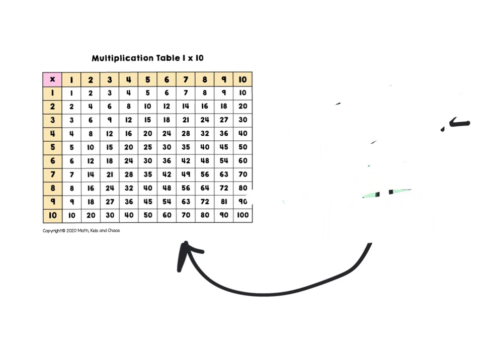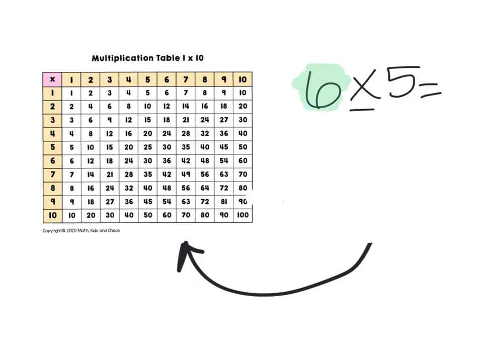All right. Let's go ahead and do 6 times 5. So remember, when we're saying times, we're saying that we're going to count by 6s. We're going to count by 6s 5 times.